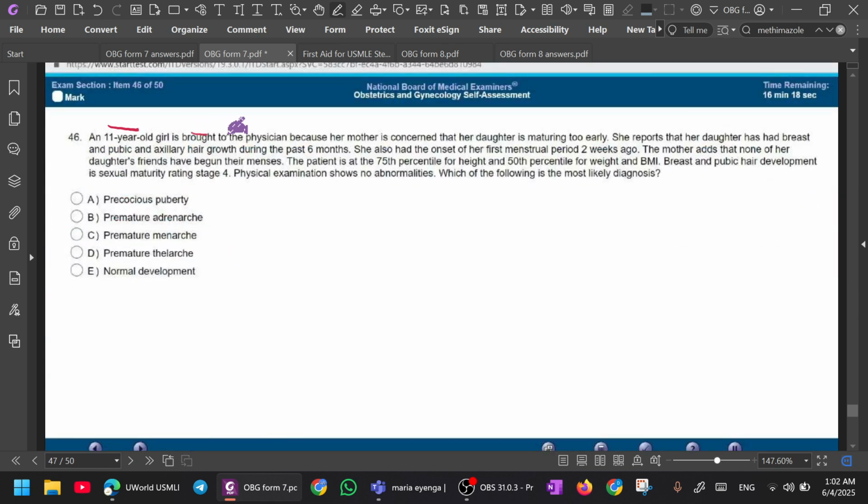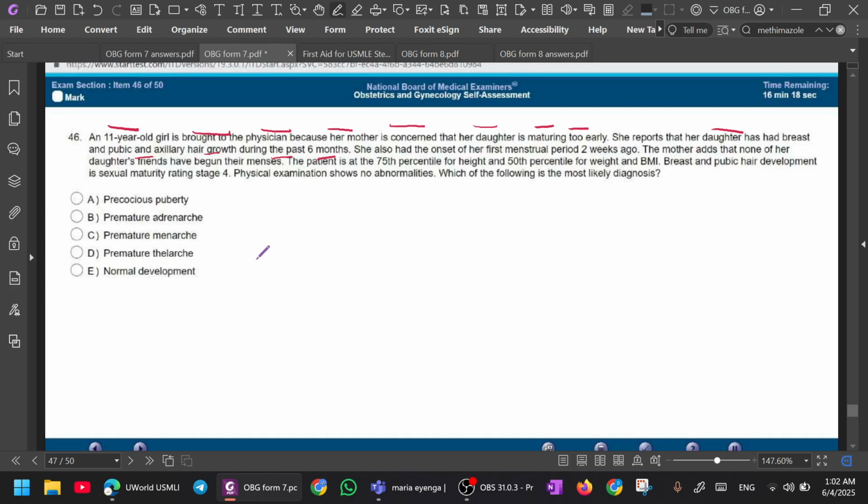An 11-year-old girl is brought to the physician by her mother, who is concerned that her daughter is maturing too early. She reports that her daughter has had breast development and pubic and axillary hair growth during the past 6 months. She had the onset of her first menstrual period 2 weeks ago. The mother adds that none of her daughter's friends have begun their menses.